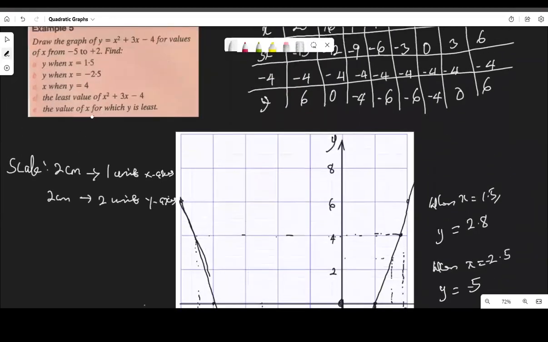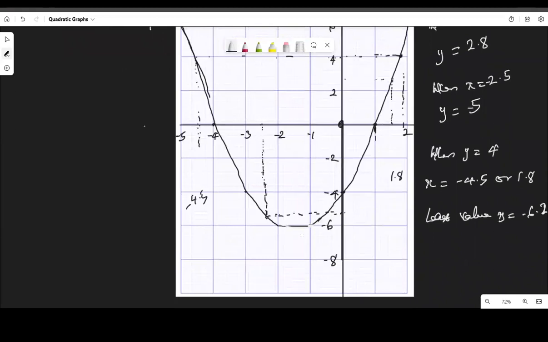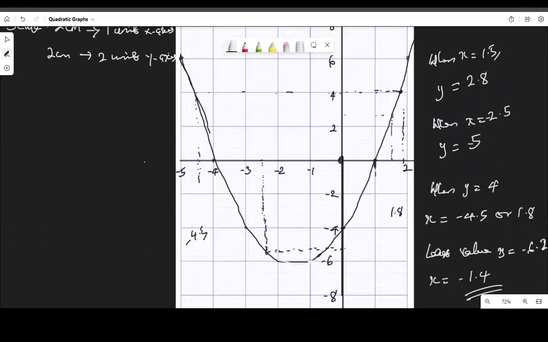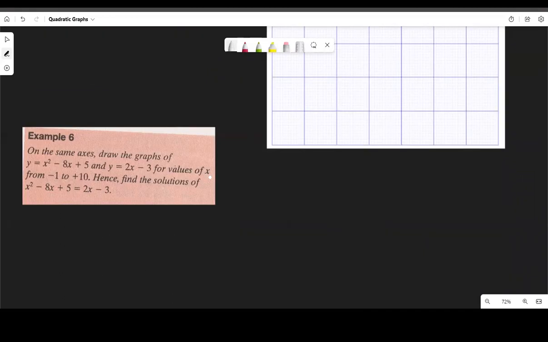That is the last question: the value of x for which y is least. So where do I have that? -6.2? I will locate the place and trace it to the y-axis, which is -1.4. So y is equal to -1.4 at that least value of y. So that is how to plot the graph of a quadratic equation.